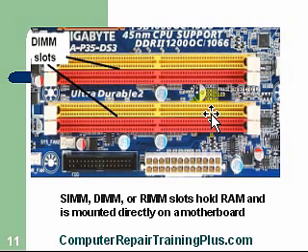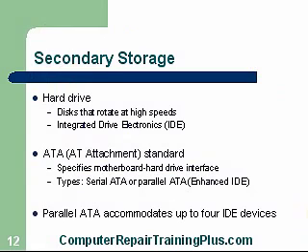Secondary storage, again, is the hard drive. These are disks that rotate at high speed. They're mechanical devices, old, antiquated technology being replaced by today's new digital drives. ATA is one of the technologies used. There's also a newer technology called SATA. Parallel ATA accommodates up to 4 IDE devices.